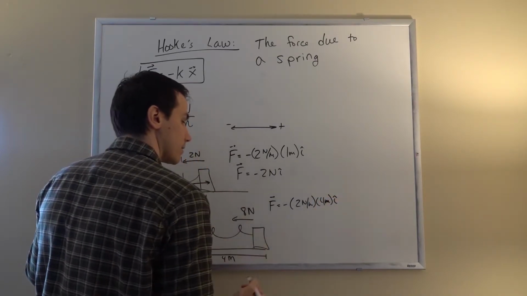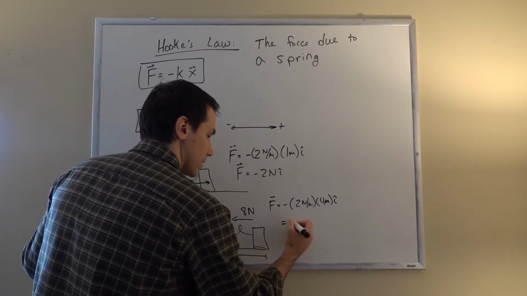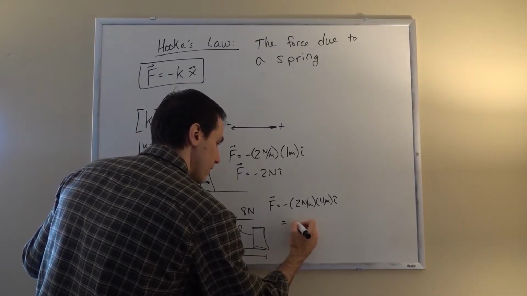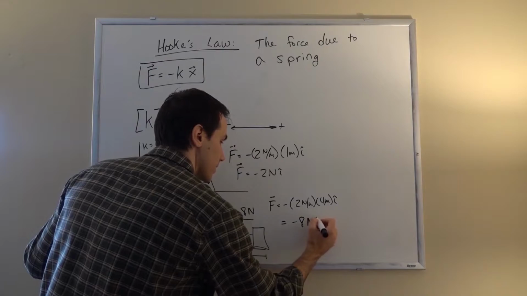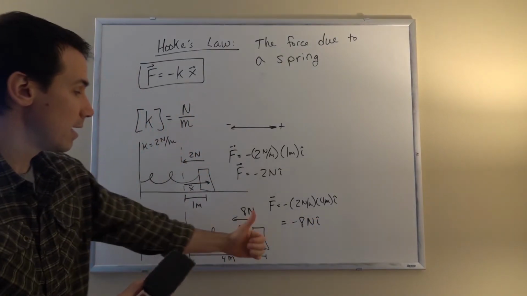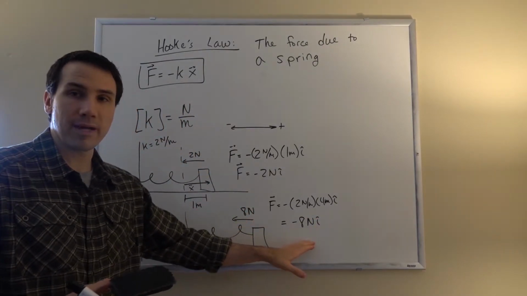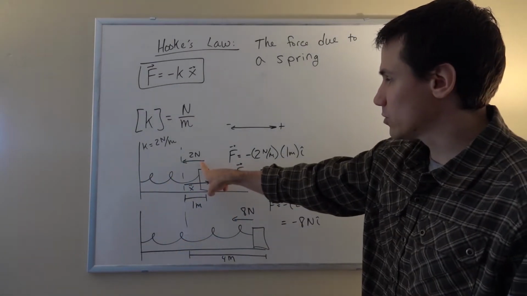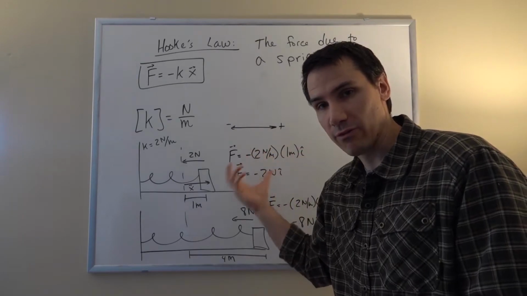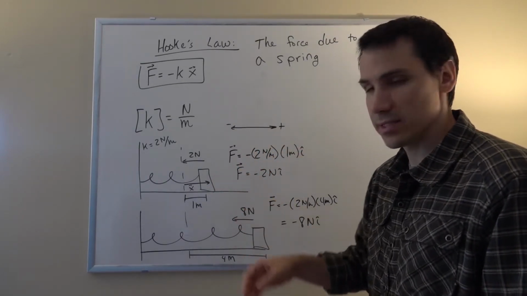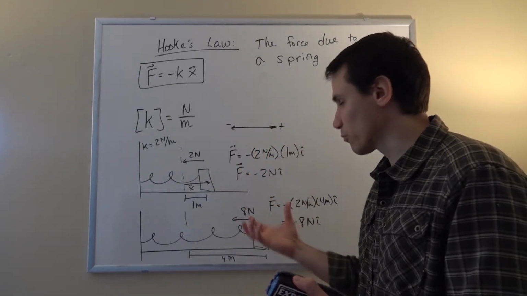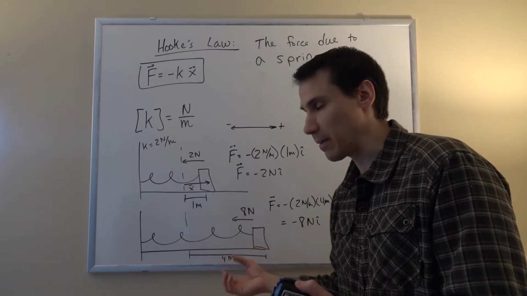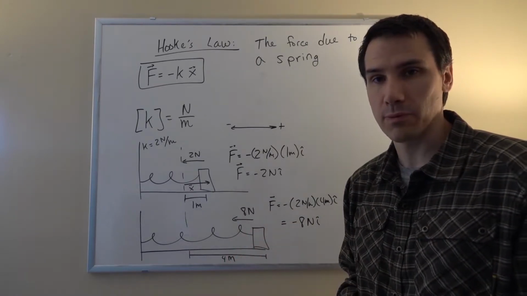Again, I hat, which is going to be negative 8 newtons I hat. So my force points back to the left with a magnitude of 8 newtons, right? So moving 1 meter is 2 newtons, 2 meters would be 4 newtons, etc. 4 meters is 8 newtons of force that the spring is applying to my box at that displacement.